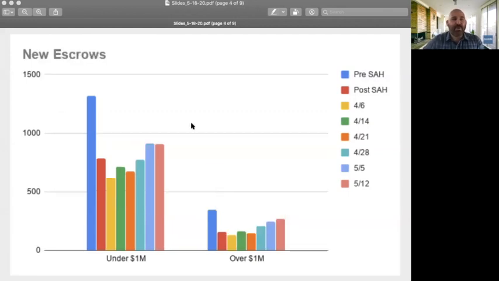So if we go here to new escrows, we actually see that that has pretty much stayed the same versus last week. It's actually dropped ever so slightly. And for over $1 million, it's gone up just a little bit. So we're kind of in a little bit of a holding pattern of new escrows. We're still way off our pace, but also we haven't dropped through the floor either. And we're still stronger than we were immediately after the stay-at-home order.